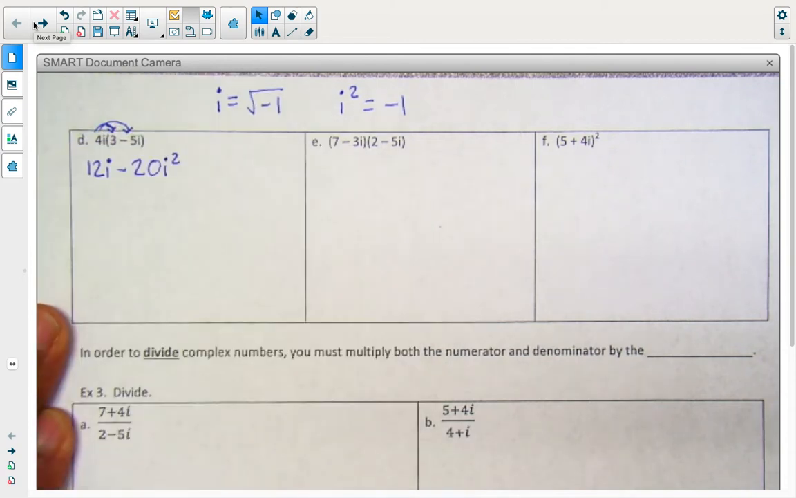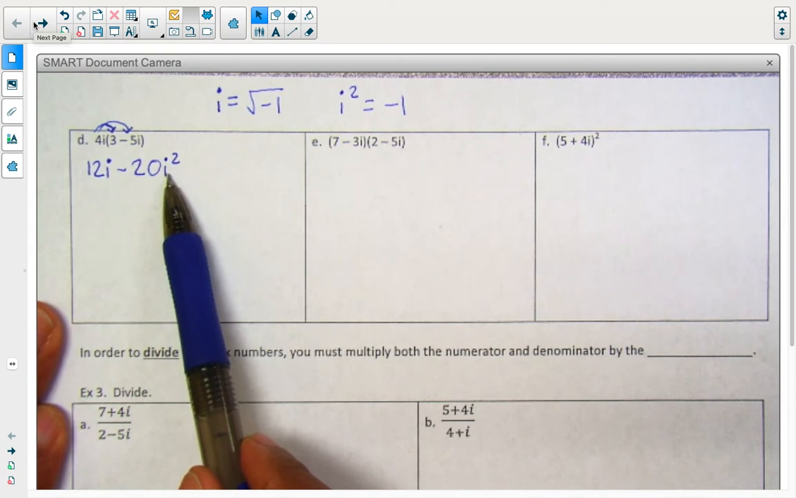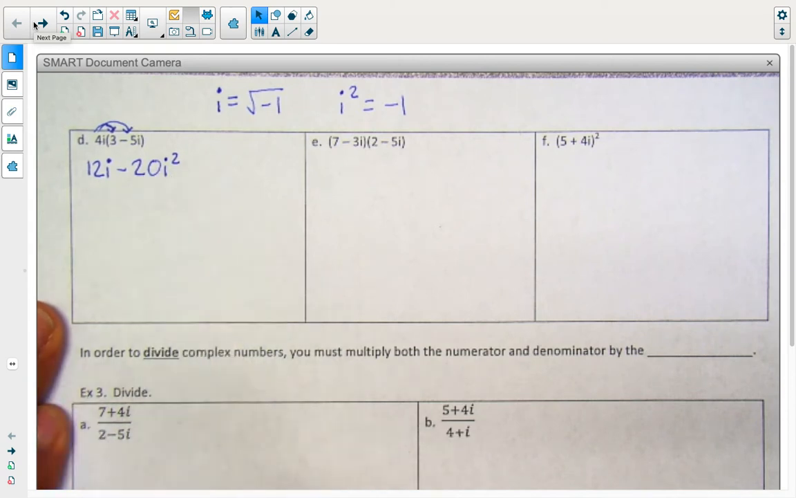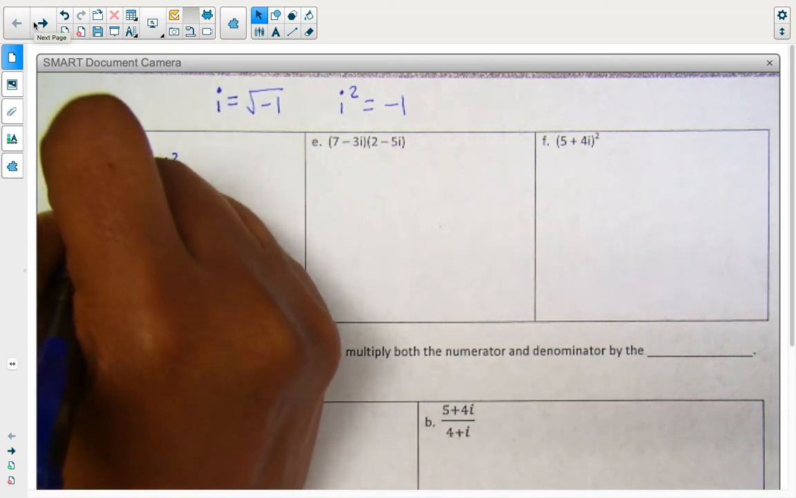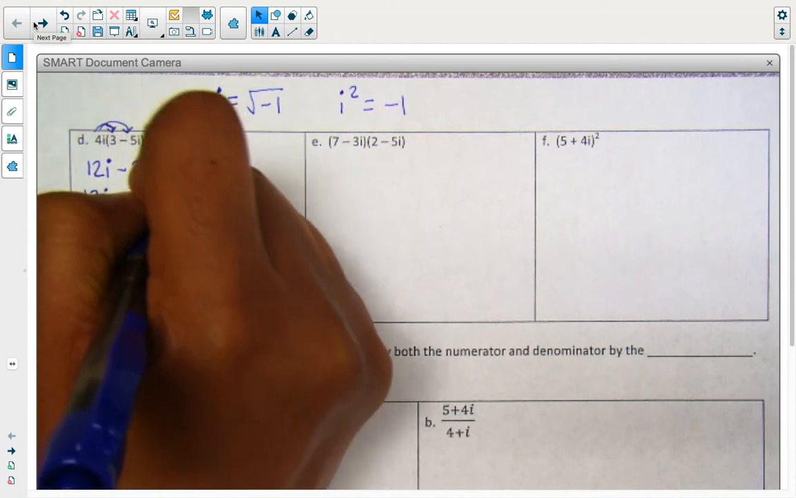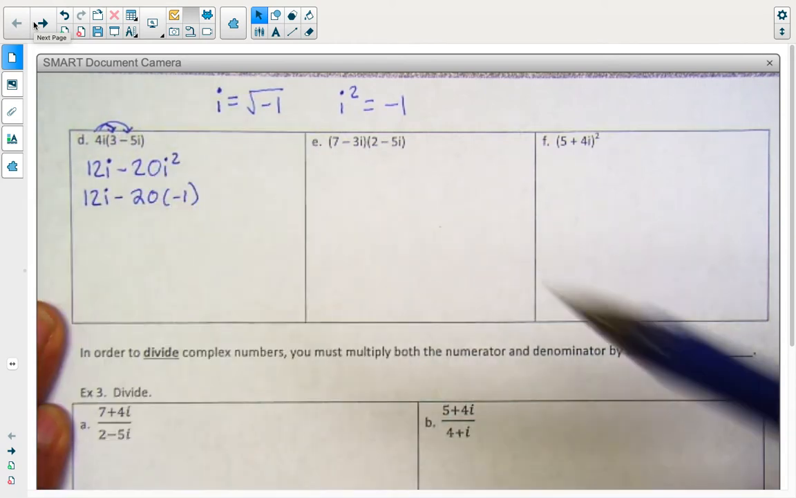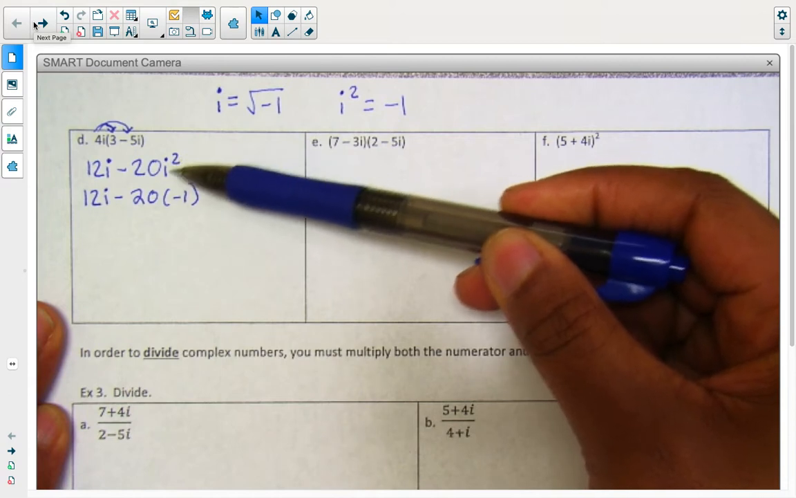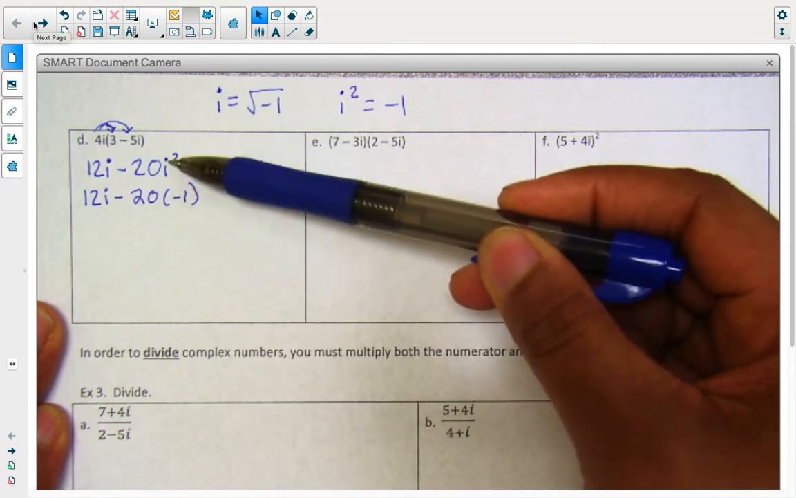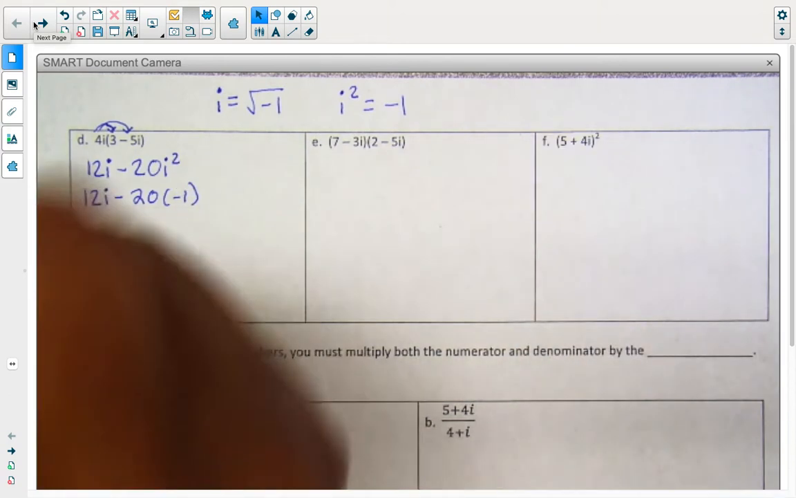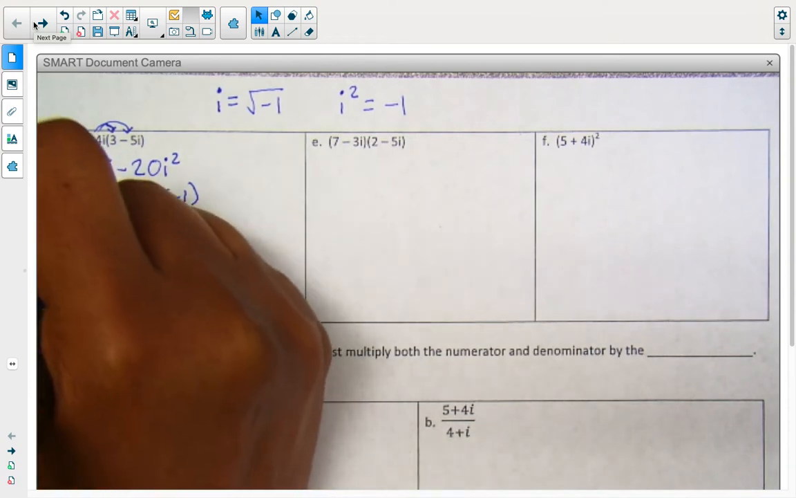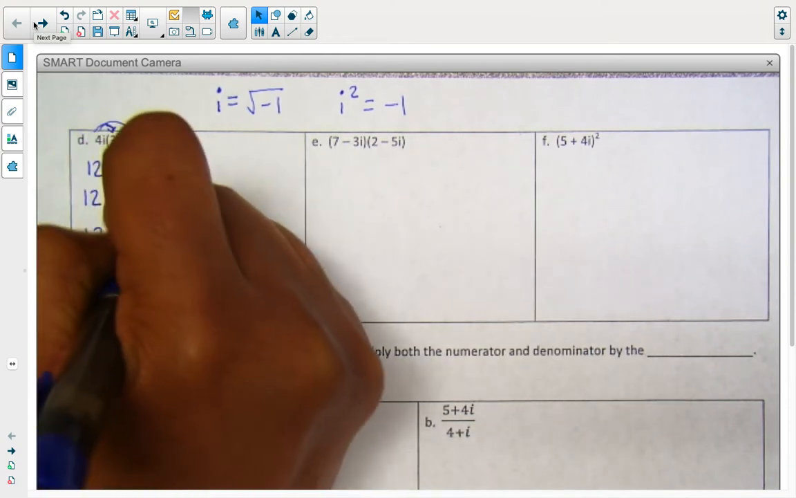We're not finished quite with this problem yet. i squared is equal to -1, so I can make a substitution here. So 12i minus 20 times -1. What I did was make a substitution. i squared is equal to -1, so this problem turns into 12i plus 20.